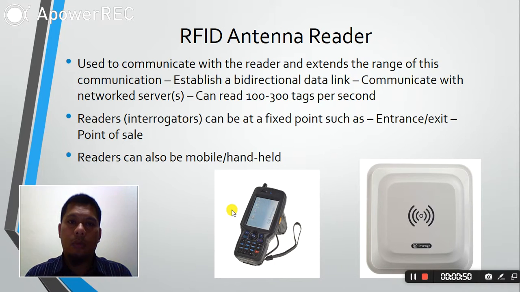So basically those are the RFID antenna readers. It depends on the specification. We have to look at the range that we want to cover and how many items we want to cover. Then we can decide on the RFID antenna reader that we're going to use.